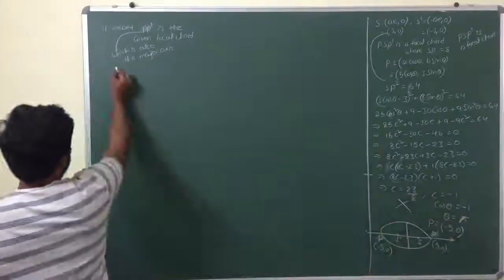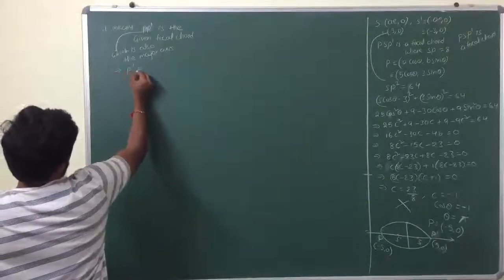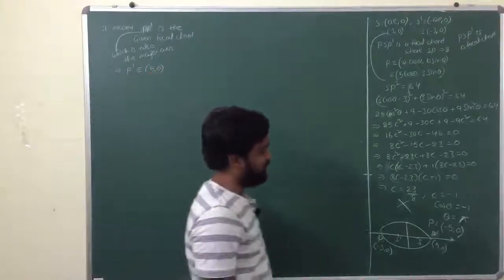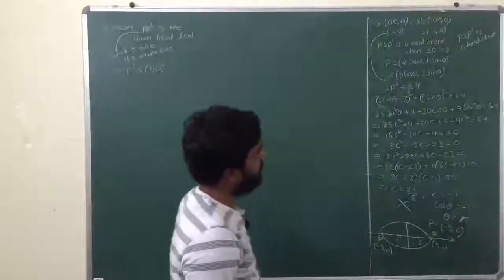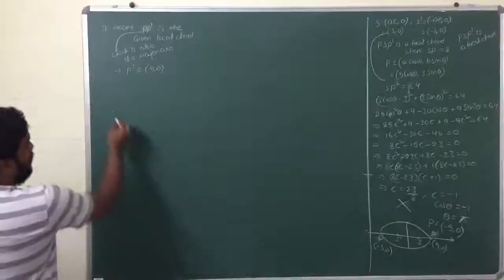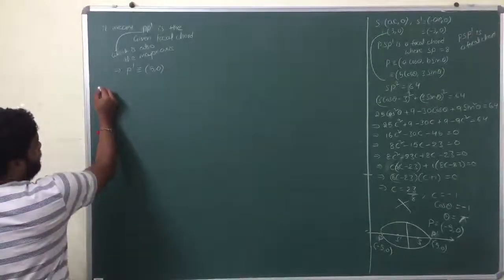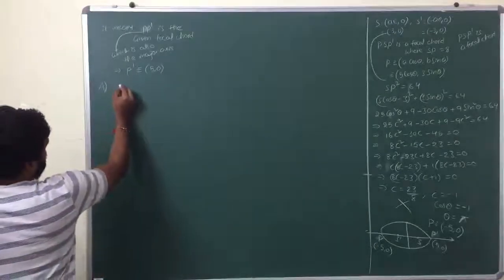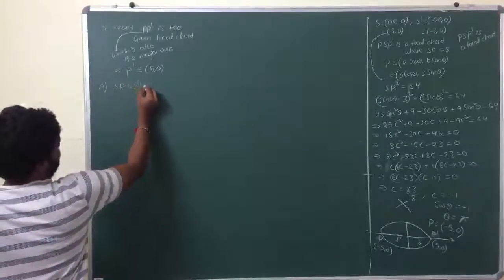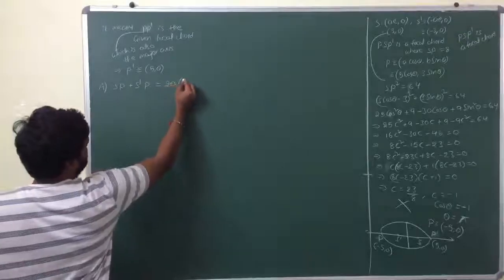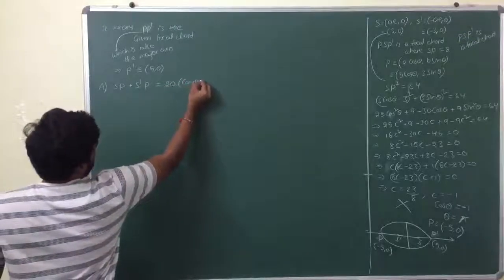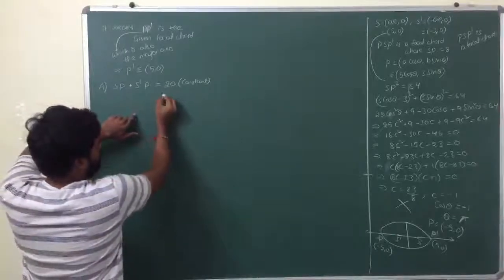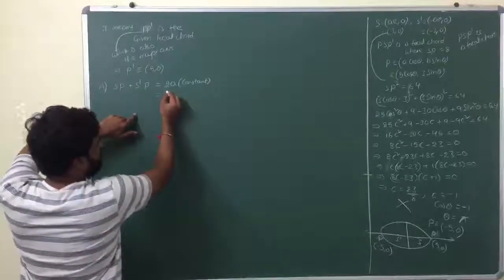Now what will be P dash? P is minus 5 comma 0, which means P dash will be 5 comma 0. Now option A: SP plus S dash P is always equal to 2A, constant. Second definition of ellipse. Remember this? So 2 into A is 5, so 2 into A is 10.